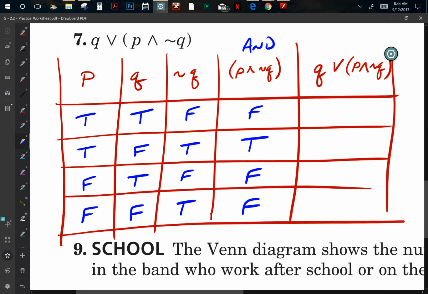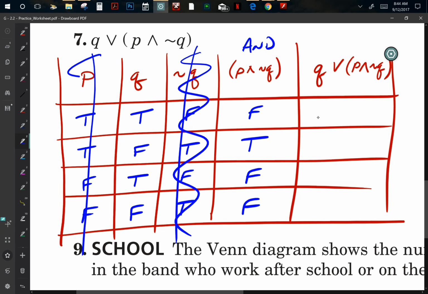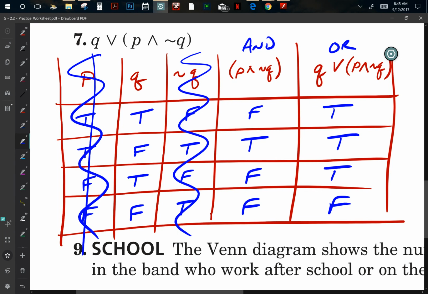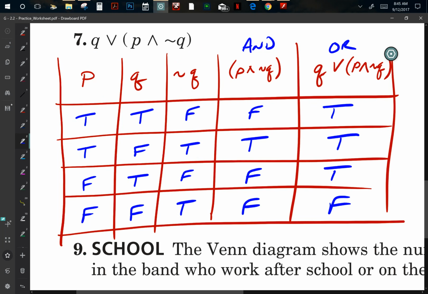Now I've got Q and these two right here, right? True, false, and it's or, right? So this is what? False, true? One of them are true. True. And you're done with that.